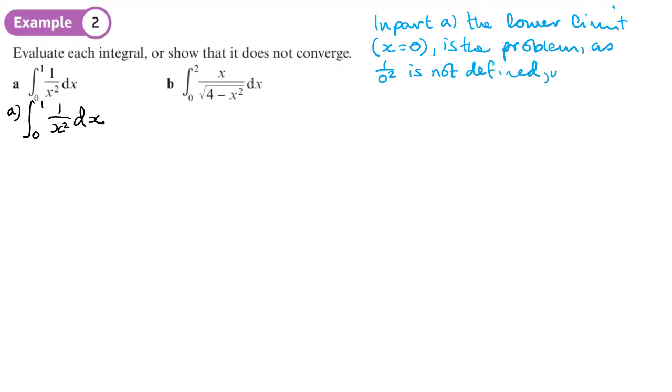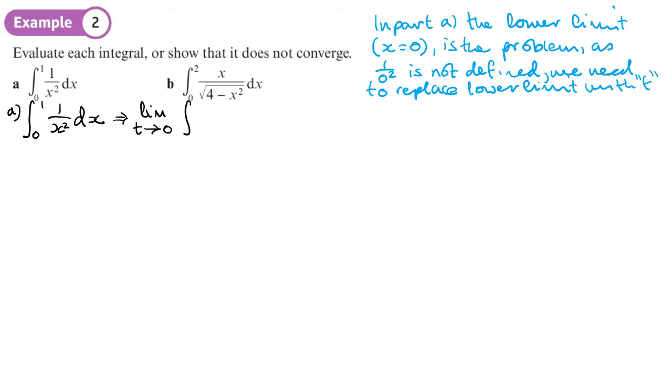So since it's not defined, we need to replace that lower limit with t. And what we want to do is to see what happens as that lower limit of t approaches 0. So next step is now to write out, we're now introducing t, and we want to see what happens as t approaches 0, because that's when the integral is not defined. So 1, t is our lower limit there, then 1 over, and actually let me write this as x to the power negative 2, because that's just going to be easier to integrate when it's written like that.